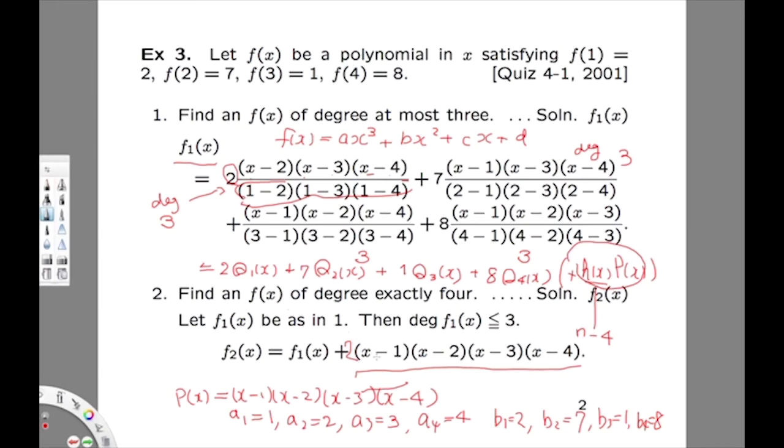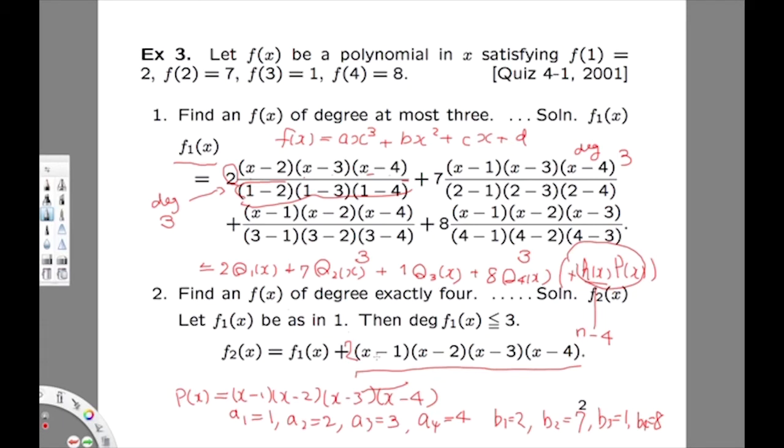The important thing is that this last part is of degree exactly equal to 4. What is the coefficient of x to the 4th power? At least the previous part, the f1 of x part, is of degree at most 3.